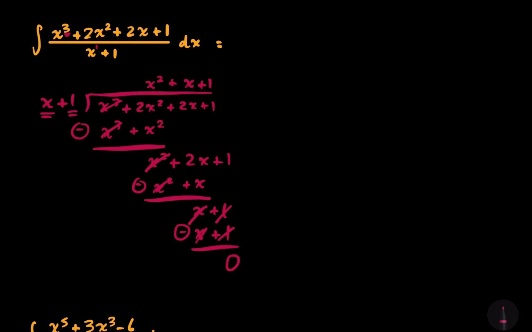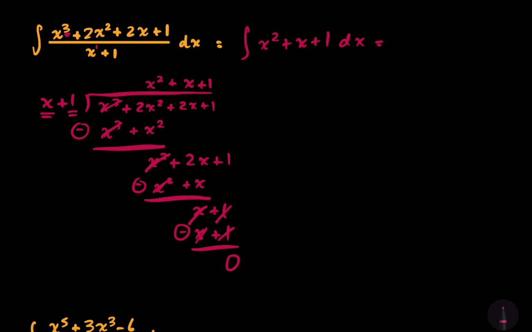So this was a very nice case where we could divide the polynomial and get a remainder of 0. It means that the denominator is a factor of the numerator. Now we can rewrite this integral in the new form that we got, the quotient of x squared plus x plus 1 dx. And now it's significantly easier to integrate. We just have a regular polynomial function to integrate.